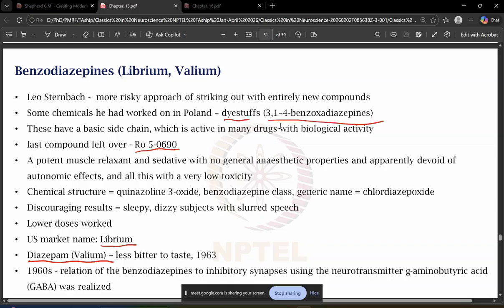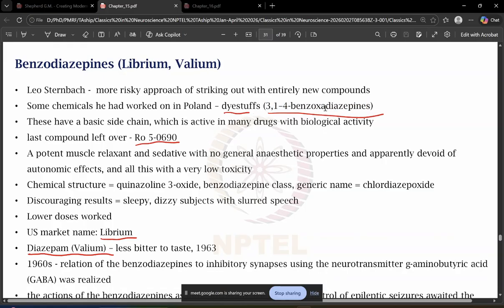So he started working on the 3,1,4 benzoxadiazepines. What are these? These compounds have a basic side chain, and the presence of a basic side chain has been shown to be there in many drugs which have biological activity. This basic side chain has been shown to have active properties which are responsible for the role of those drugs in biological systems.